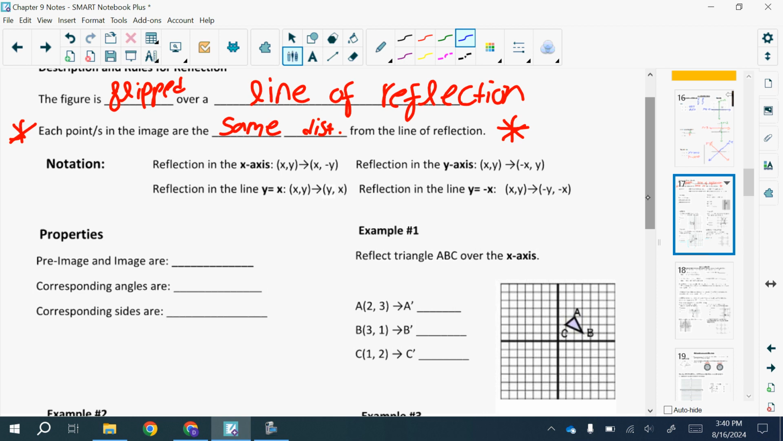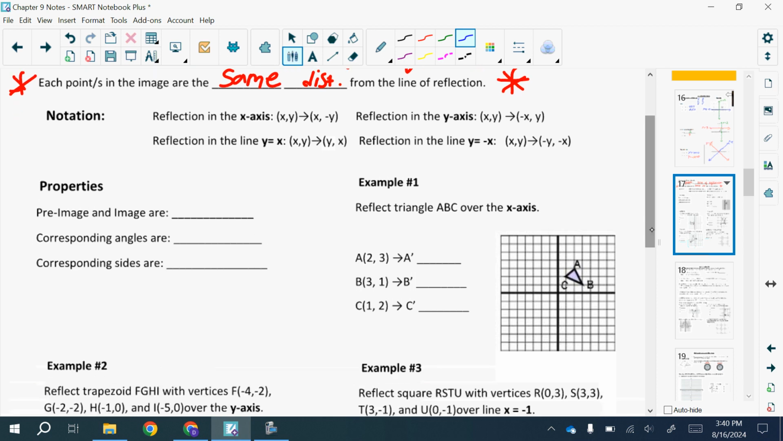Reflection over the line y equals x, we start off with the ordered pair x comma y, and that will change to y comma x. So you actually flip-flop your x and y coordinate. And again, once you learn about inverses, that will make a lot of sense. Reflection over the line y equals negative x, we have x comma y turning into negative y comma negative x. So these are basically your cheat codes right here.